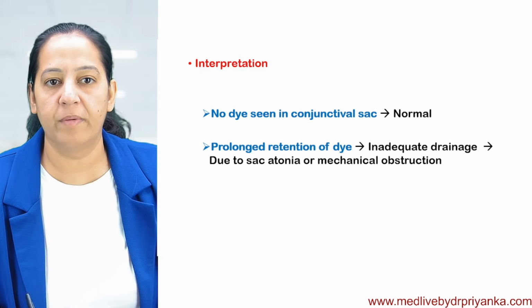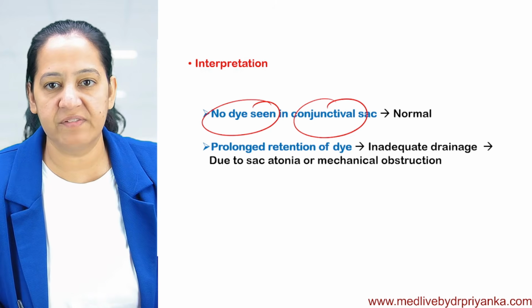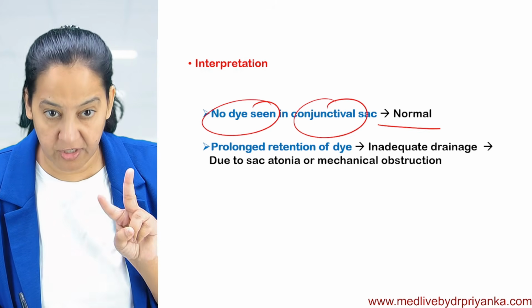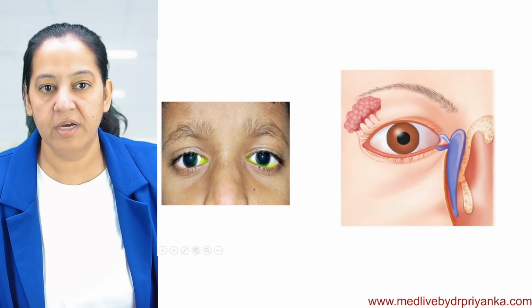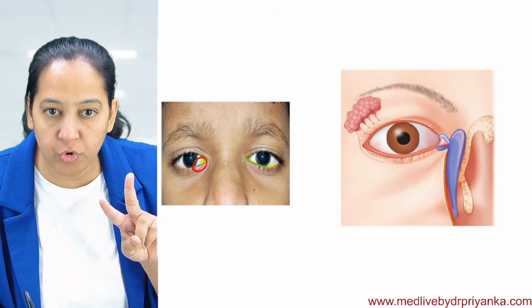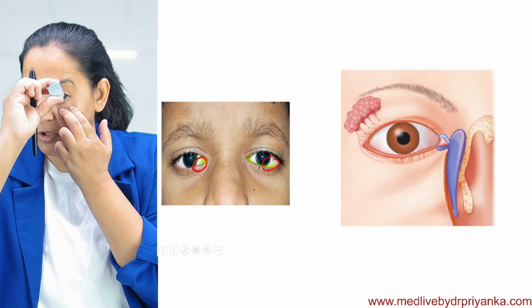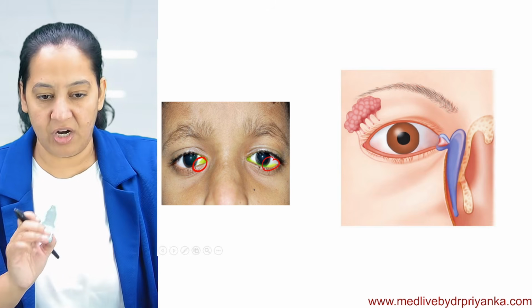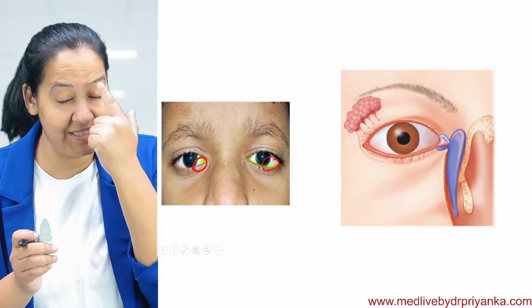Observe after 2 minutes. If there is no dye in the conjunctival sac after 2 minutes, it's normal. But if after 2 minutes there is retention of the dye, it indicates inadequate drainage. Can you understand what I'm saying? Can you see the yellowish retention of the dye over here after 2 minutes? Now this dye is yellow in color. So I'm taking this dye, putting 2 drops here, 2 drops here, and starting the stopwatch. Now after 2 minutes, I will see the eye.